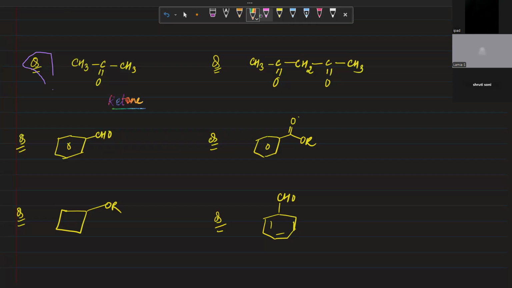Then this one. You said there could be multiple functional groups in one molecule, right? Yeah. Then I think in this case there would be two ketones. So whenever there are two ketones, and in between these two ketones there is a CH2, then this group is known as an anhydride. Anhydride. Okay.